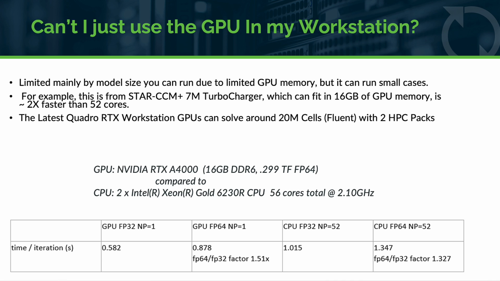The latest Quadro cards could run about a 20 million cell Fluent model with a couple HPC packs. And here is some other information comparing an RTX A4000 with a 56 core workstation. That's a little bit of an older card, but it could still run this 7 million cell model benchmark, still twice as fast as a CPU. So you certainly can use your GPU in a workstation. Once you hit the workstation limit, just like when you hit the limit of how long you're willing to wait for a CPU, that's when you're going to want to go to a cluster or a small GPU cluster that can schedule those jobs and really get the throughput through.